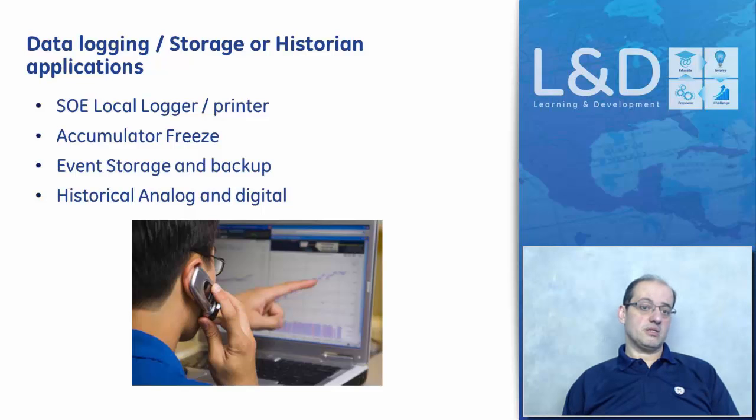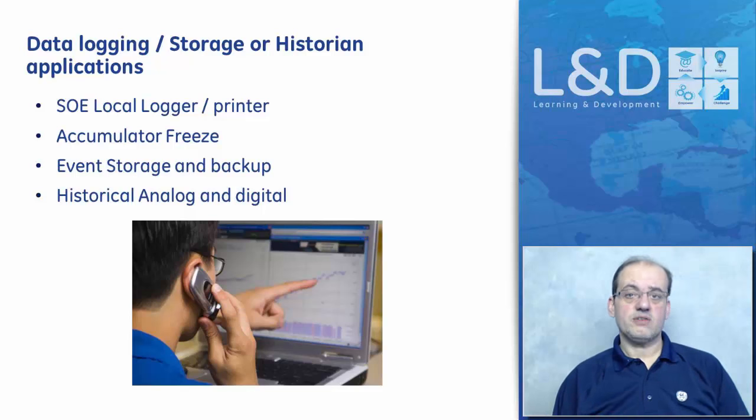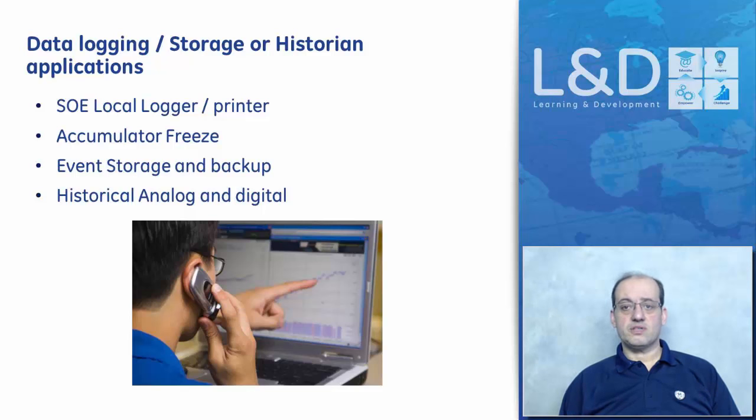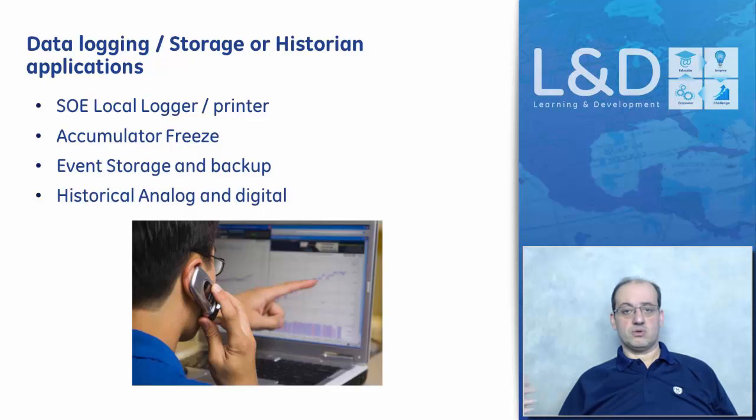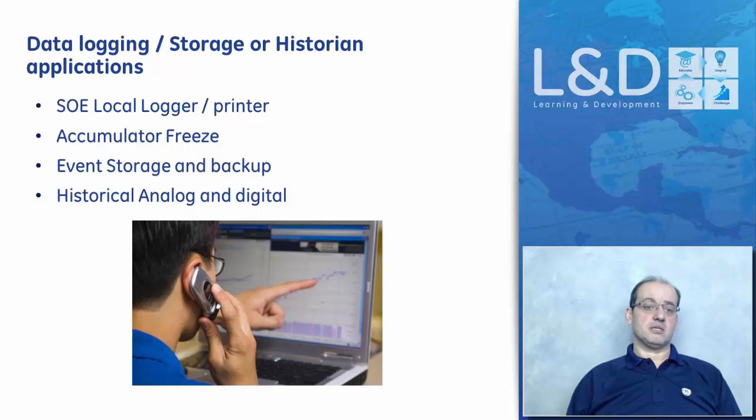Now, if you're dealing with accumulators or counters, you might want to freeze these accumulators every period of time and take a value at a certain time. So maybe every second, every 2 seconds, you're freezing those accumulators and reading the value. An example of accumulators: how many times did you have tripping in your substation for a certain breaker, right? And this data is important because the breaker can take only so many trips before it has to be changed. All of that plays into analyzing non-operational data, event storage, and backup.